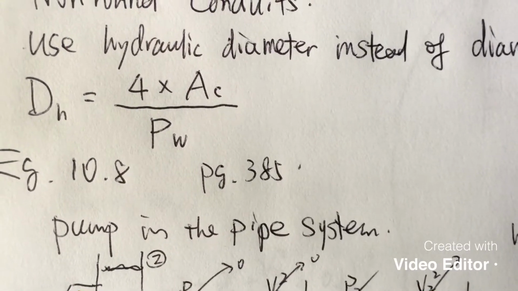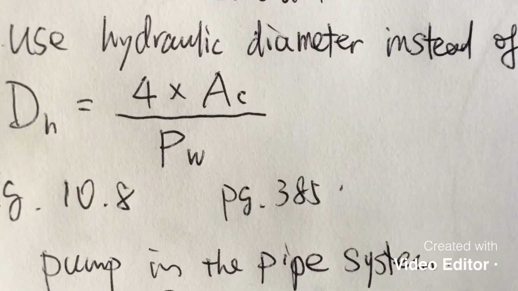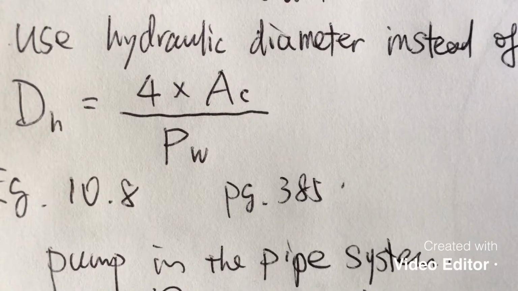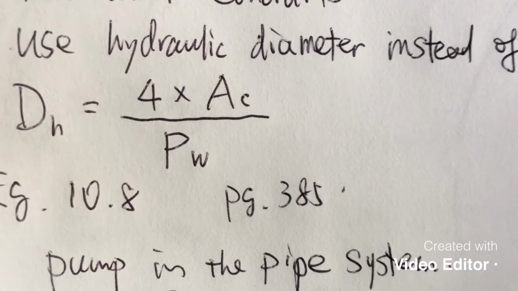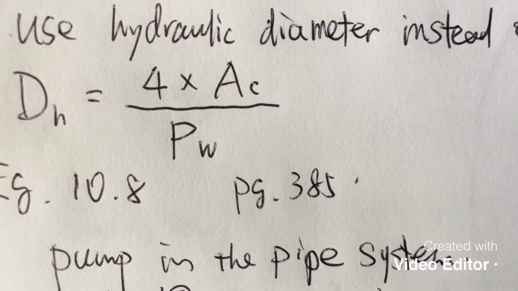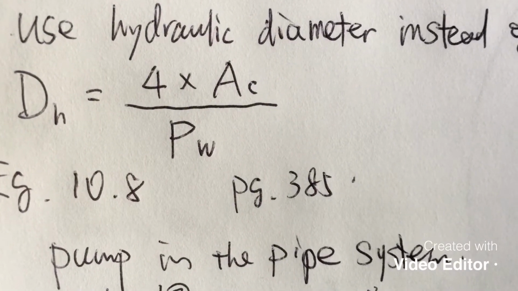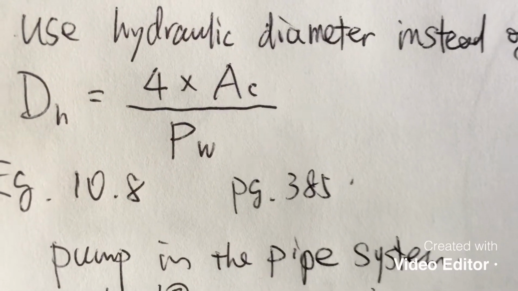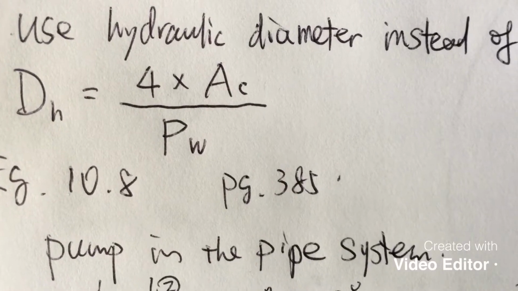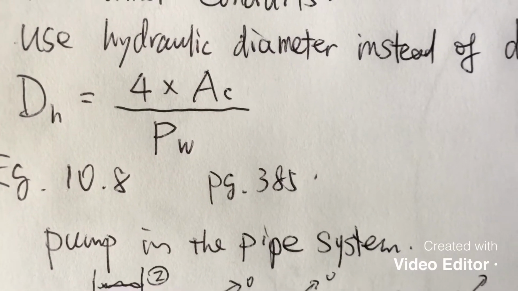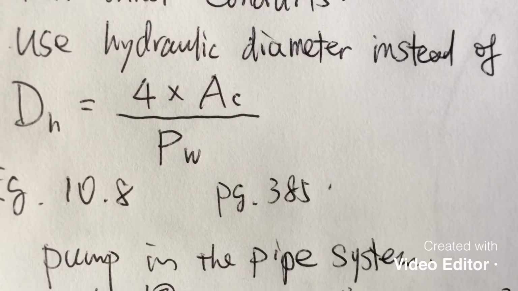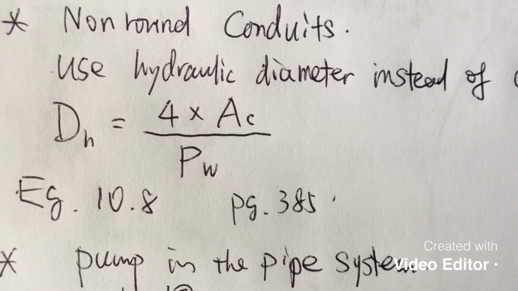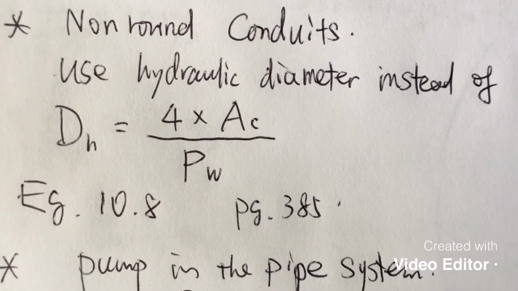If you look at this, if the shape is a circle, then the hydraulic diameter will be identical to the diameter of the circle. If you put 4 times cross-sectional area, quarter pi D squared, the 4 and 4 cancel. Pi D squared divided by the perimeter, which is pi D. So hydraulic diameter equals just the diameter for the circle. But for the non-circular shape, you can calculate a hydraulic diameter. Then use that representative diameter to do all the calculation for the losses.